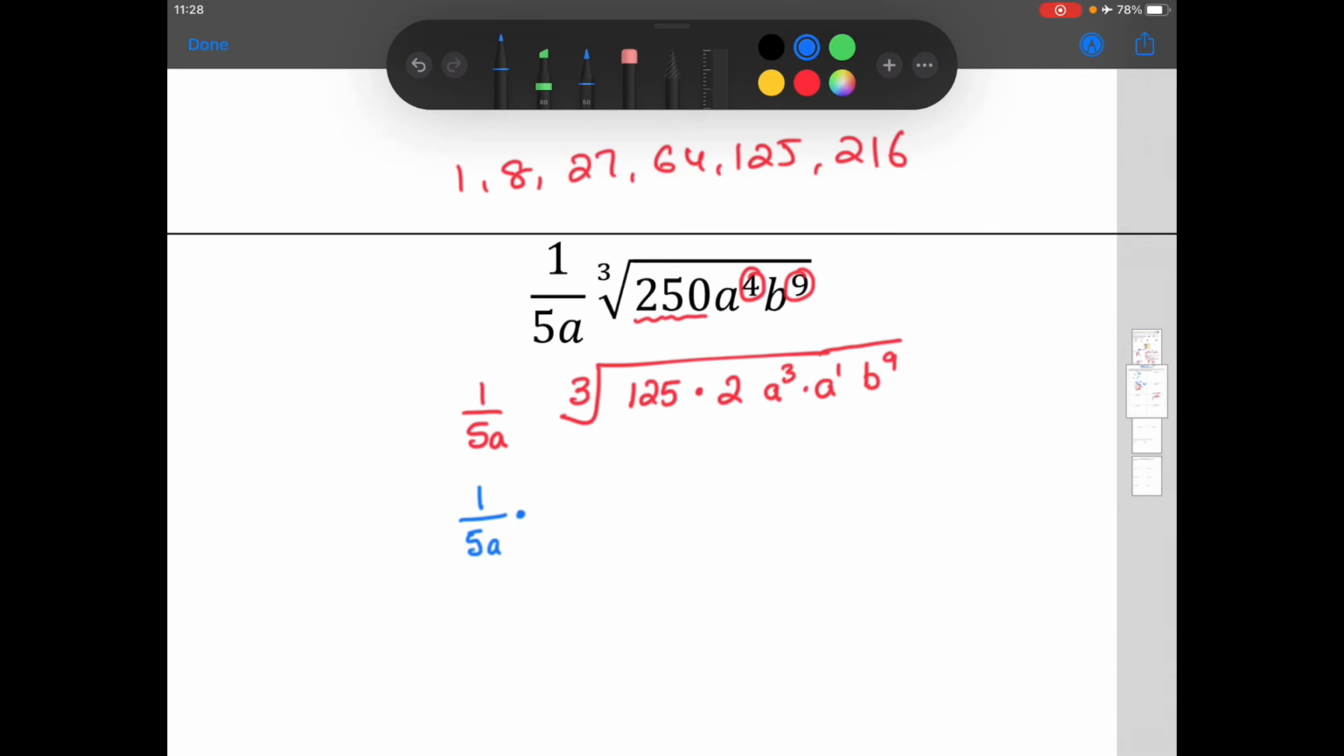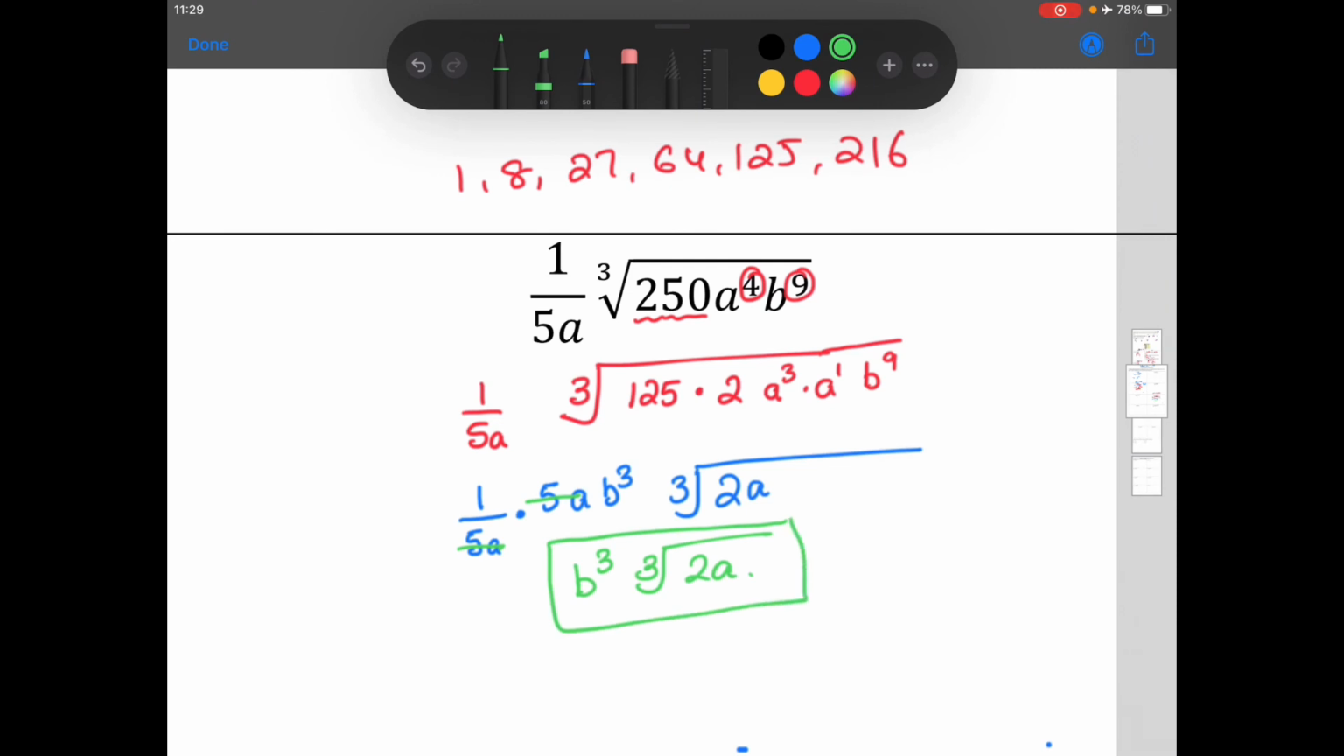So cube root of 125 is what? 5. 2 is a non-perfect cube. Cube root of a cubed is just a. Then a is a non-perfect one, and b to the 9th would be just b cubed. So simplify it. Look what happens. This 5a in the numerator cancels with 5a in the denominator. So I'm left with what? b cubed and cube root of 2a. And that's your final answer. Okay?